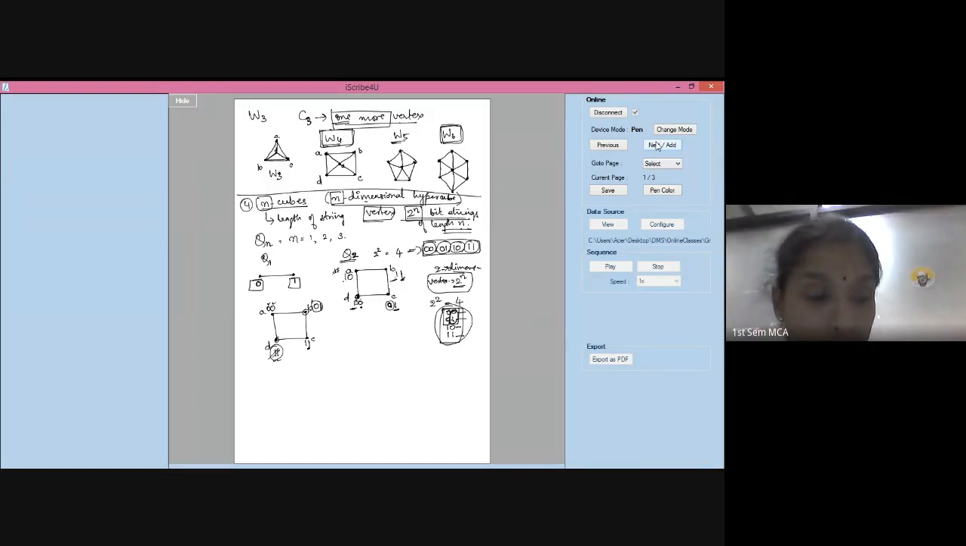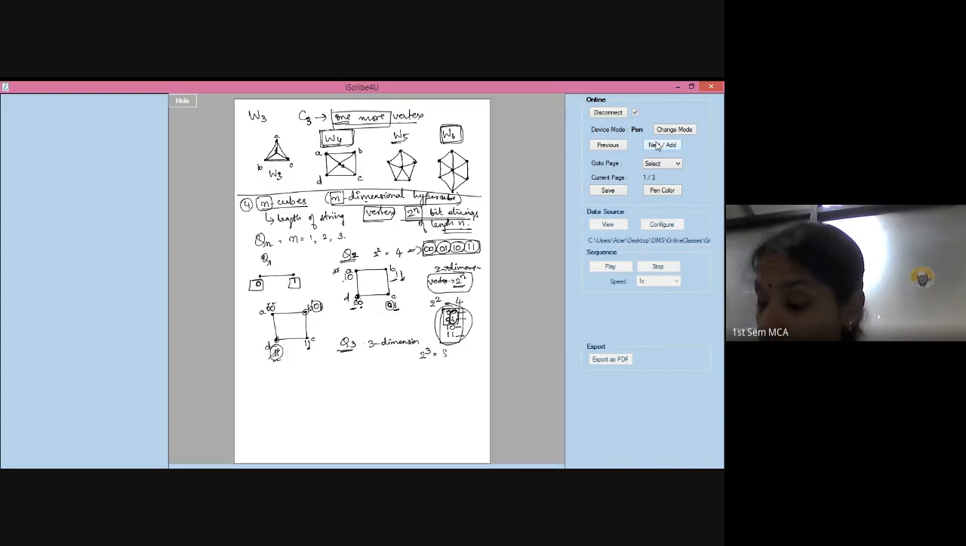Now let us take up Q3. Q3 means what? What does 3 stand for? 3 stands for a three-dimensional cube. And each vertex will represent 2 to the power of 3, that is 8 possible combinations. What are the 8 possible combinations? 0, 0, 0, 0, 0, 1, 0, 1, 0, 0, 1, 1, 1, 0, 0, 1, 0, 1, 1, 1, 0, 1, 1, 1.